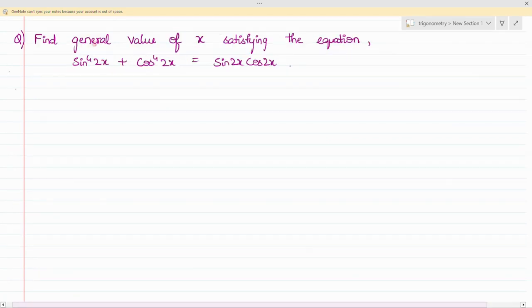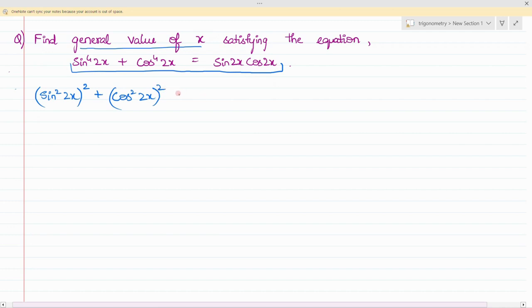option C. In this question, we need to find the general value of x. General value is nothing but the general solution of x satisfying the given equation. So first, let's simplify this equation. This can be written as sine square 2x whole square plus cos square 2x whole square is equal to sine 2x cos 2x.